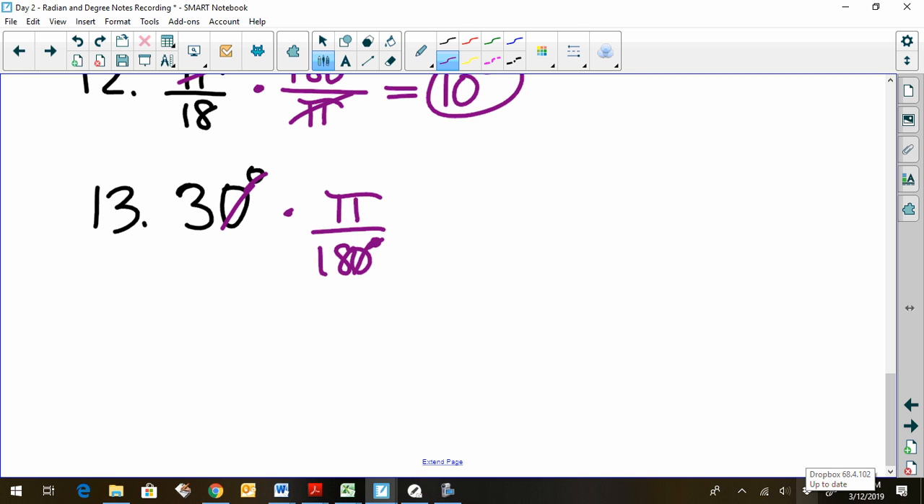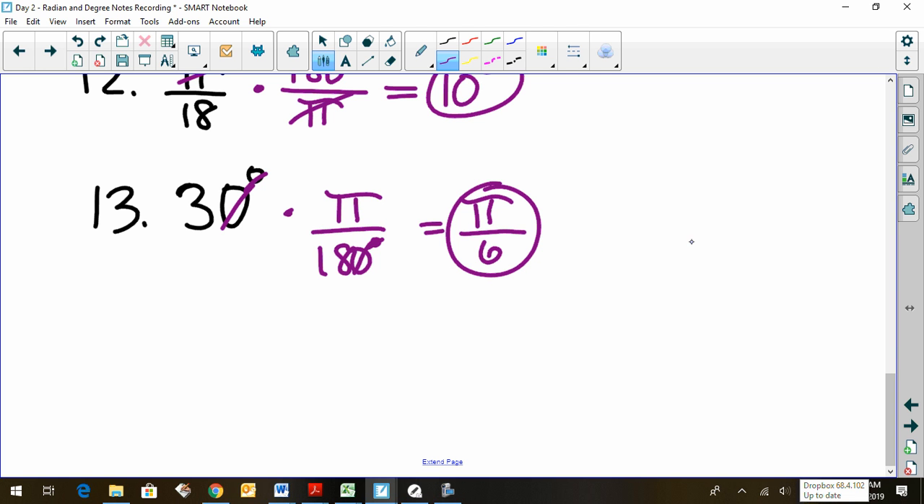3 divided by 18 we know is, good, 1/6, awesome. So you get pi over 6. That would be a 6 there on the bottom. Awesome. And let's just try one more.